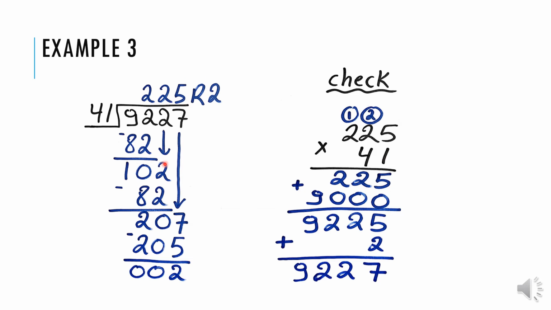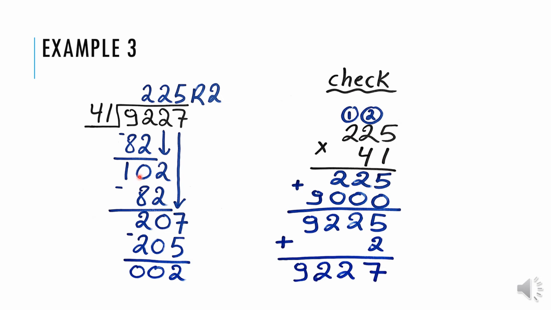Since we brought down a digit from the dividend, I should repeat the whole long division process. I ask myself, how many 41s do I need to get 102 or almost 102? Again, you try. 41 times 3, as we said, is equal to 123. 123 is greater than 102, so again, I should use the 41 times 2.